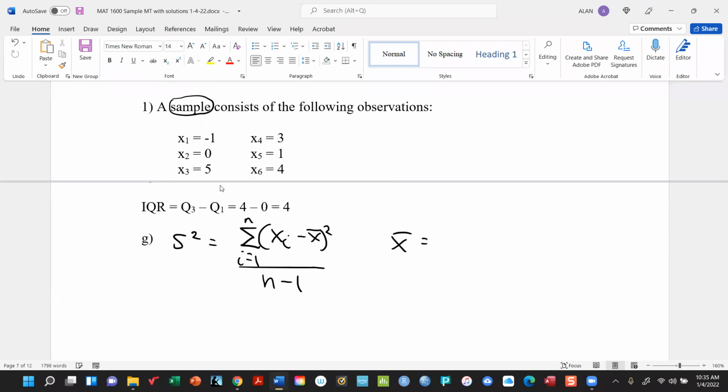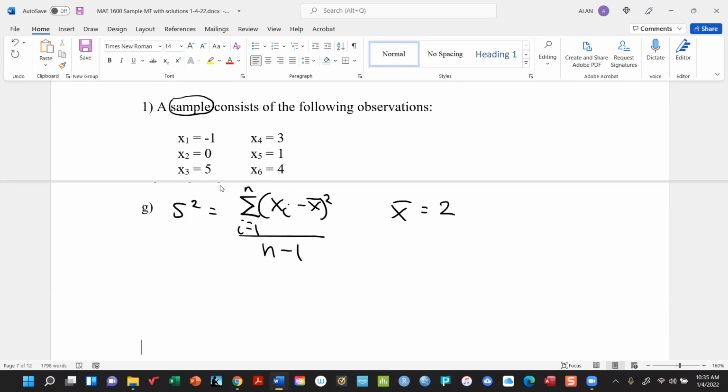Now, X bar, we've already calculated as 2. So we don't have to worry about that again. So what we do have to worry about is entering everything correctly into this formula. It's a very messy formula. So let's go through it one at a time. And if you notice what I'm doing here, I'm going through these numbers one at a time. And for each one, I'm subtracting the mean of 2.